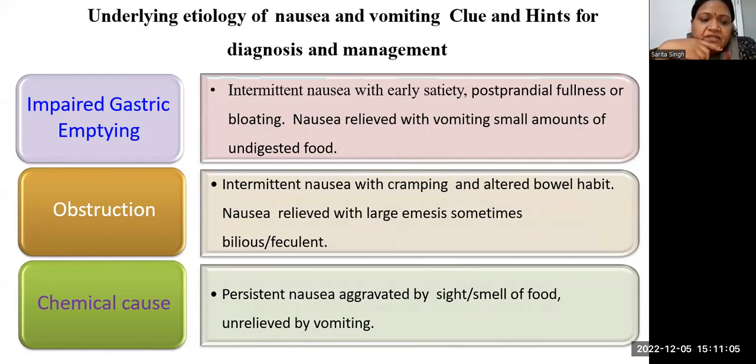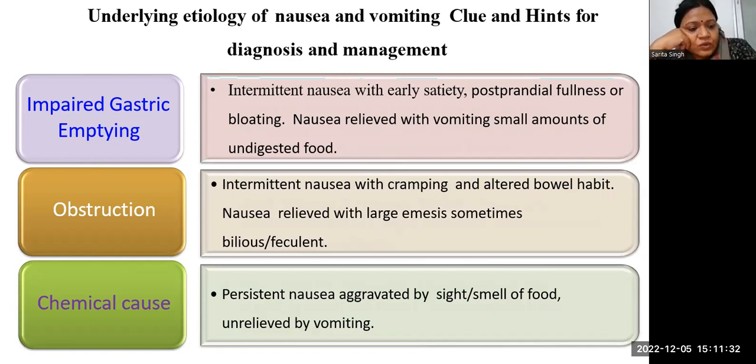Then if there is vomiting due to obstruction, what questions will you ask? In obstruction, there is intermittent nausea with cramping. The patient complains that sometimes I feel nausea with cramping pain in the abdomen, and nausea is sometimes relieved with large emesis. This is the feature of obstruction of the bowel. Then you can guess that the underlying cause is the bowel.